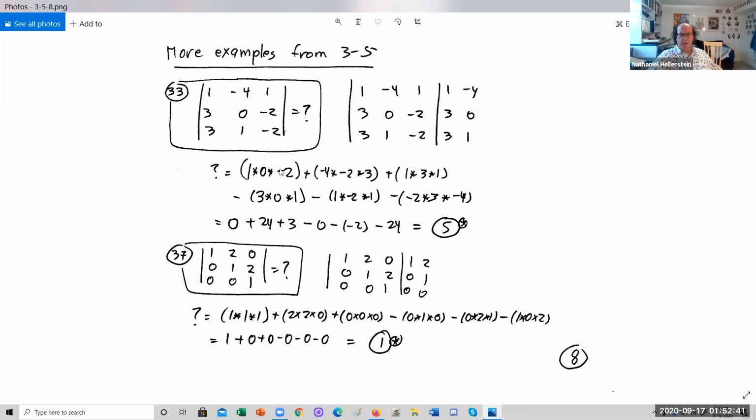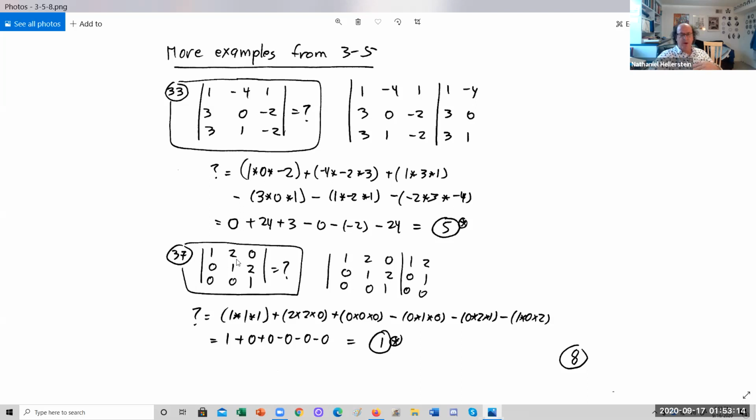1 times 0 times -2 here, plus -4 times -2 times 3 here, plus 1 times 3 times 1 here, minus 3 times 0 times 1 here, minus 1 times -2 times 1 here, minus -2 times 3 times -4. All right, so if you do the arithmetic, that's 0 plus 24 plus 3 minus 0 minus -2 minus 24, which after some tidying gets you the number 5.